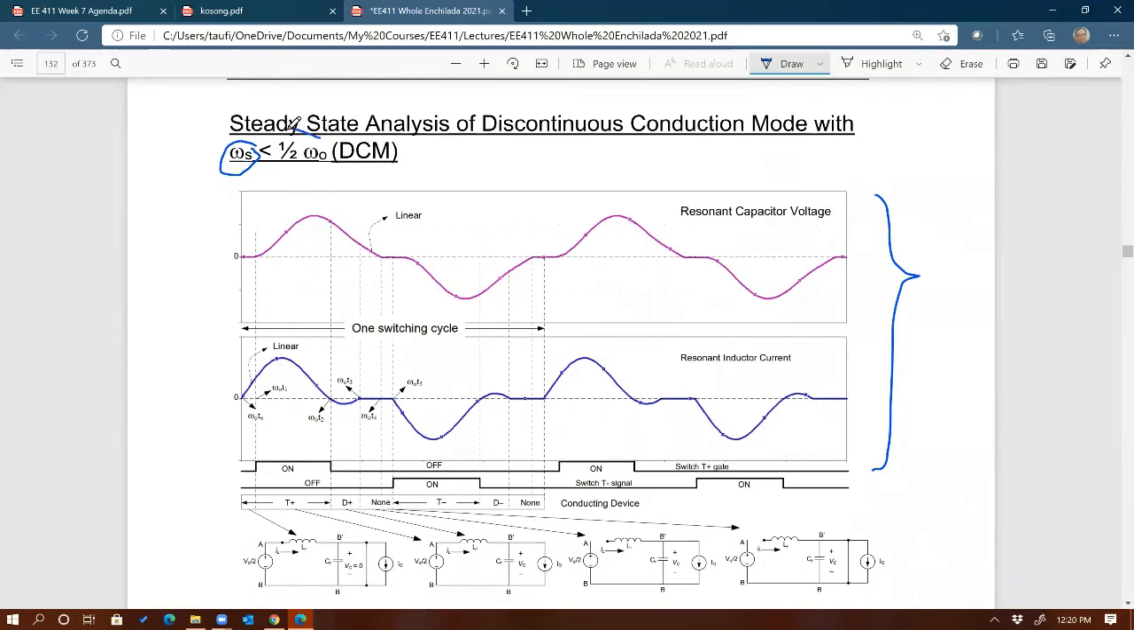Keep in mind that when you are designing this circuit or using this circuit, you're going to have to select L and C, the resonant inductor and resonant capacitor.